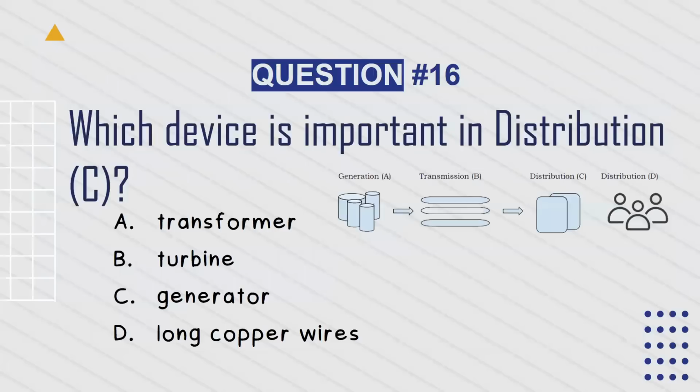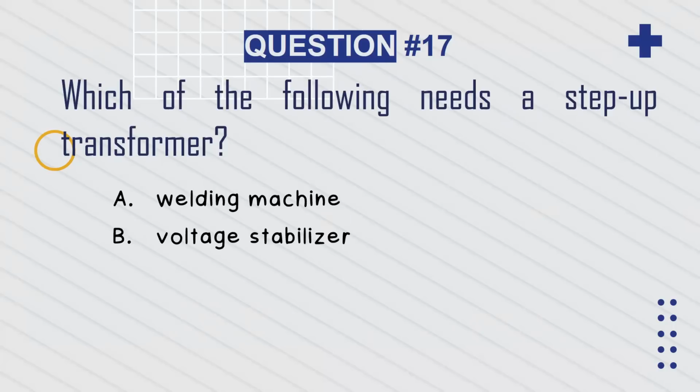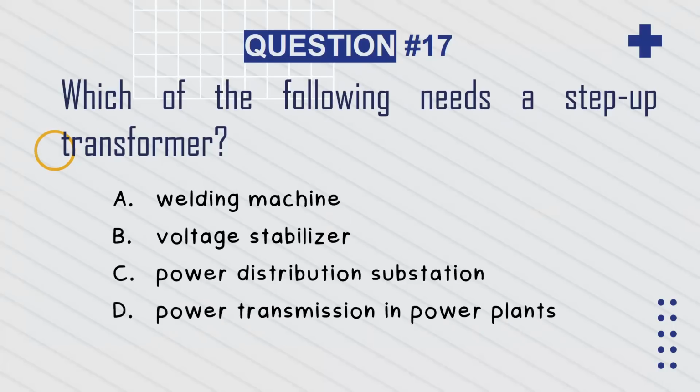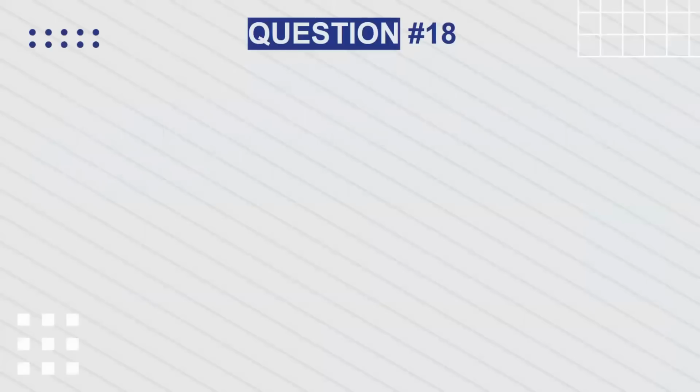So with that, which do you think is the correct answer for letter C? Okay, the correct answer is letter A, transformer. Which of the following needs a step-up transformer? Is it A, welding machine, B, voltage stabilizer, C, power distribution substation, or D, power transmission in power plants? Okay, the correct answer is letter D, power transmission in power plants.